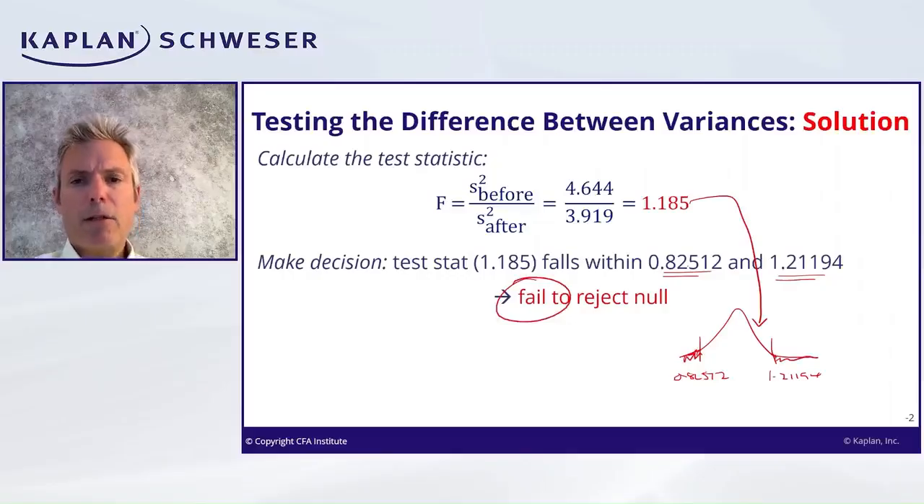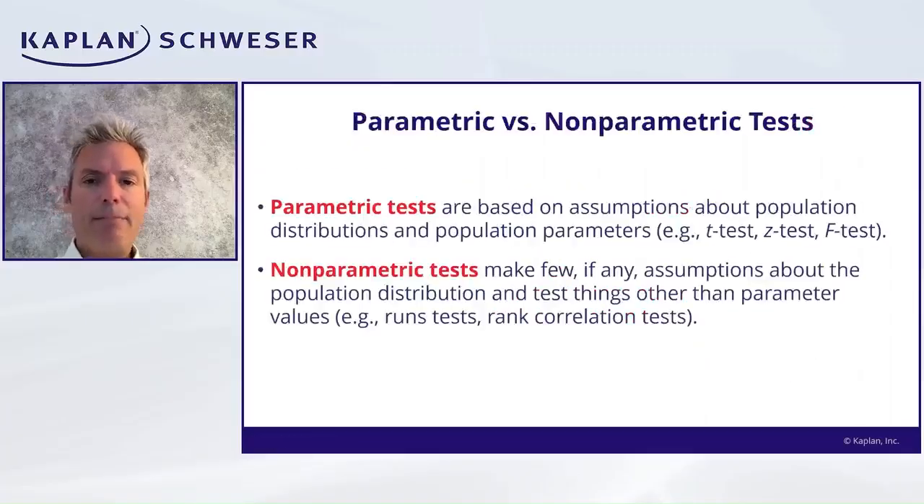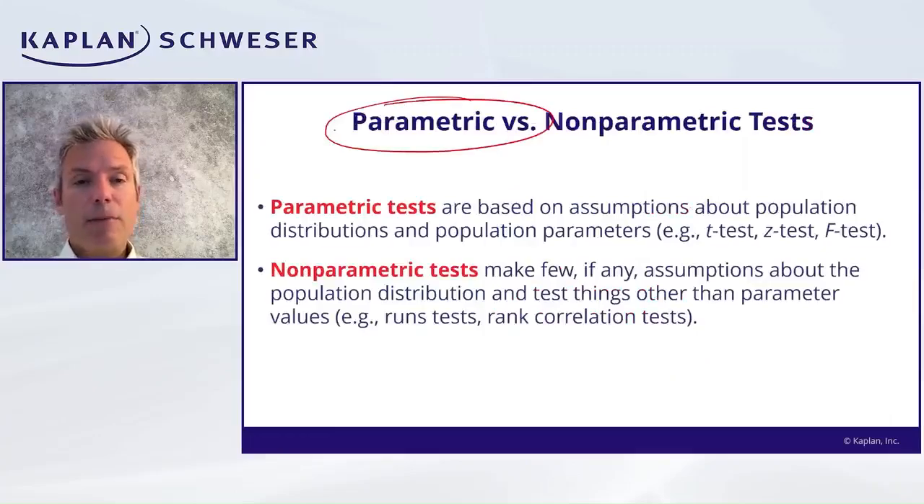Now, that's the final test we're going to look at. Everything we've been doing so far has been parametric because it's relied on assumptions about population distributions, population parameters, and how they behave. T-test of means, Z-test of means, of course, when we've got enough data, we know the population standard deviation. F-test for comparing differences between variances, as we've just seen. These are all looking at the parameters of the population. They're looking at means, variances, and so on.